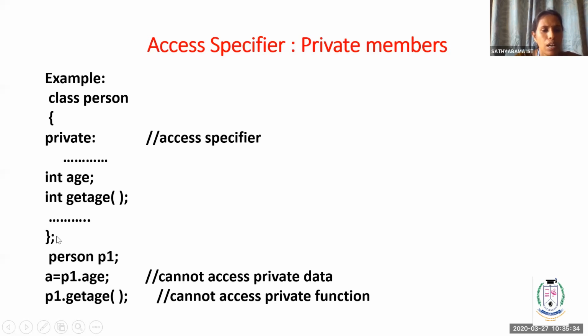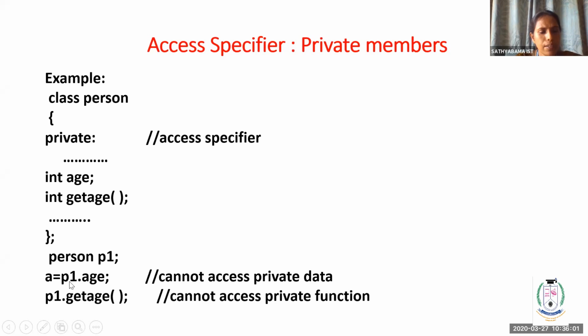So now you know the lifetime of the private data member. The private data member can be accessed only within the class. Once the class is closed, after, out of the class, you cannot access these 2 members, age as well as getAge. But in this program segment, what is happening here? Here we are creating an object. For the person class, we are creating one object P1.